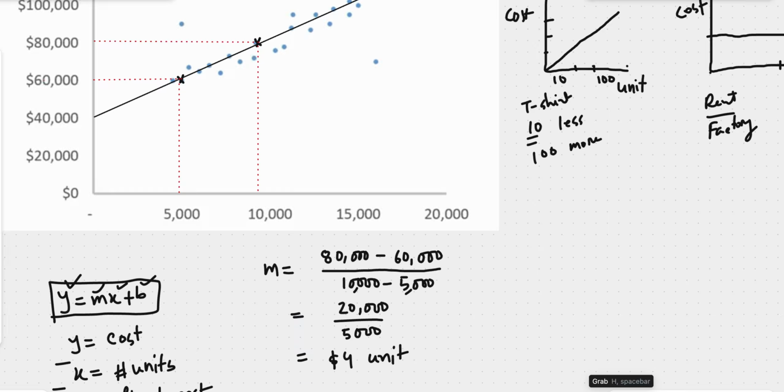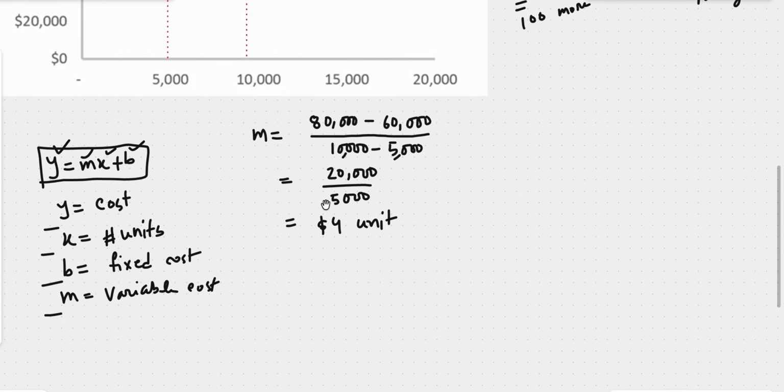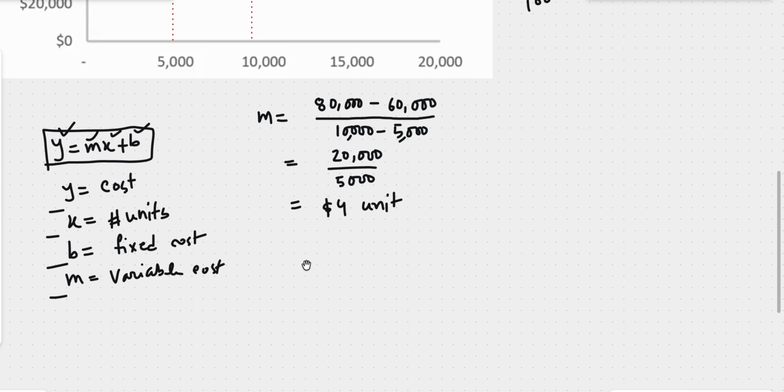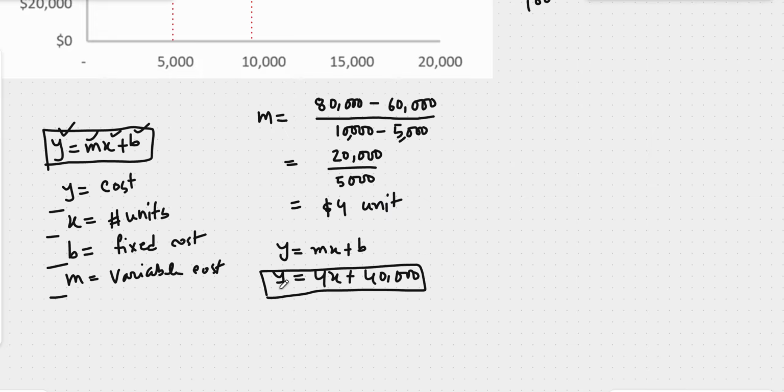So what is your variable cost? Your variable cost is $4 per unit. Now we find the cost, y equals mx plus b. Here m is our 4 per unit, x, plus b is our fixed cost. Our fixed cost was $40,000. So this is your answer.